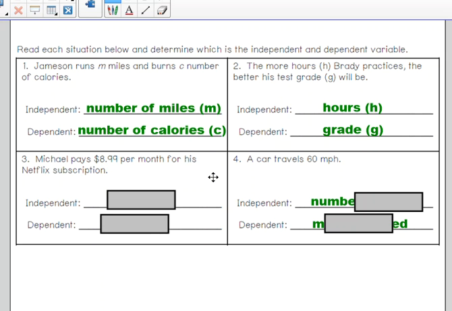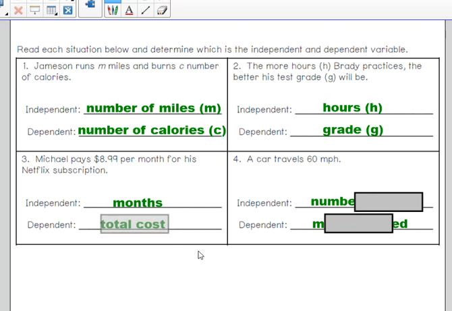In number three, Michael pays about $9 per month for his Netflix subscription. So what he is in control of is how many months he subscribes to Netflix, okay? That is the IV. What depends upon that is this right here. I mean, if he's paying that much per month, well, then that would mean for 1 month, he's paying about $9, for 2 months, $18, for 3 months, $27, and so on.